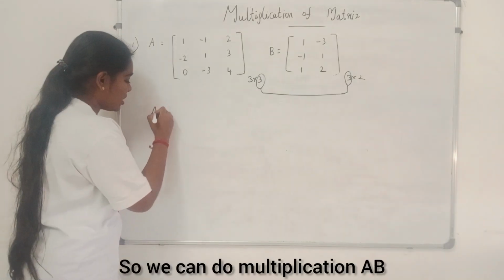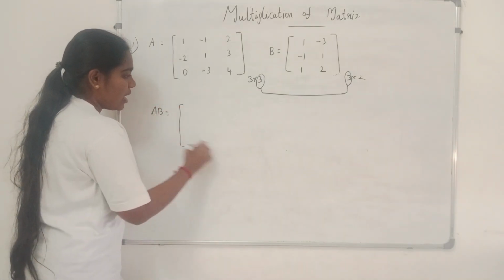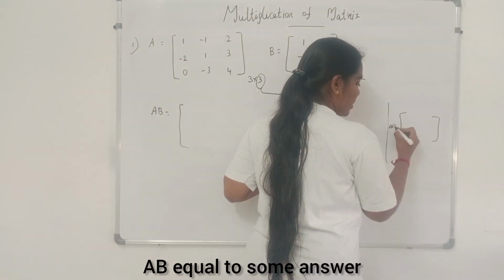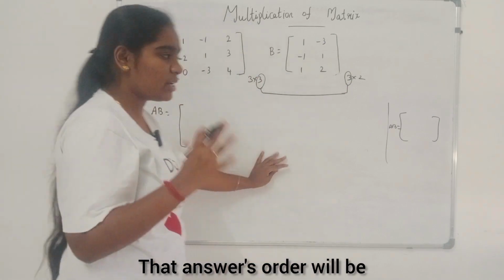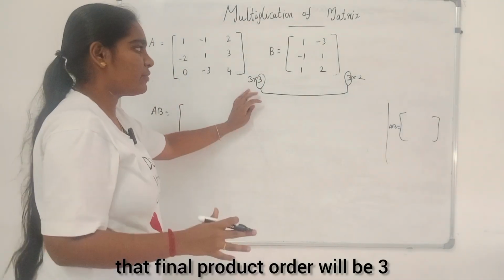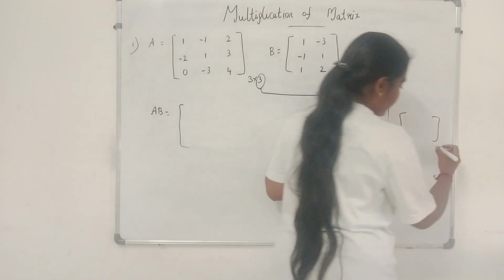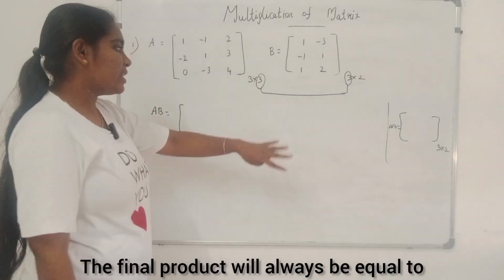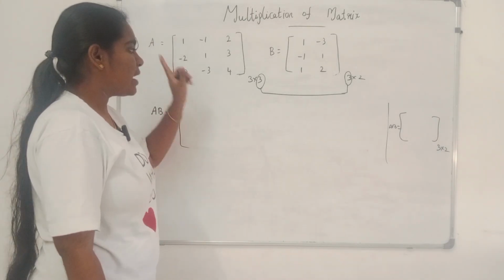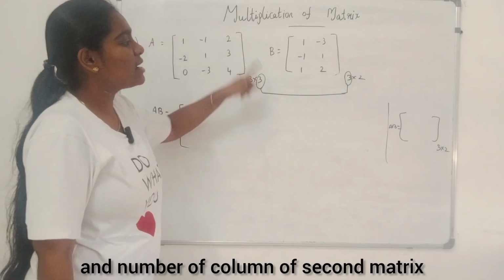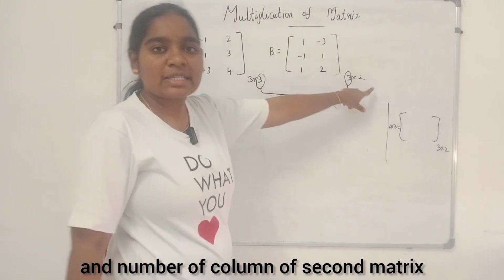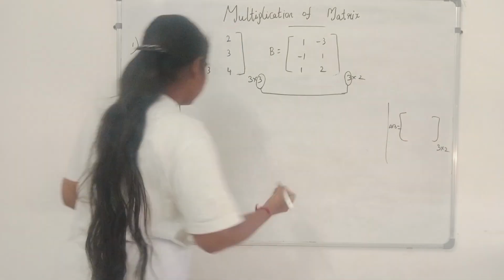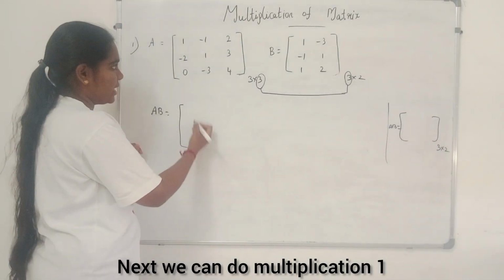So, we can do the multiplication AB and get the final answer. AB equals some answer. That final product's order will be 3 by 2, that is 3 rows and 2 columns. The final product will always have the number of rows of the first matrix and the number of columns of the second matrix. So, our final product will be of the form 3 by 2.